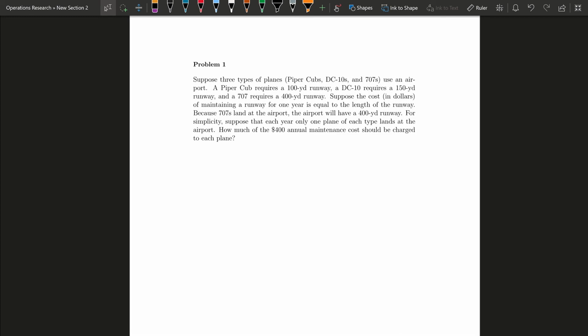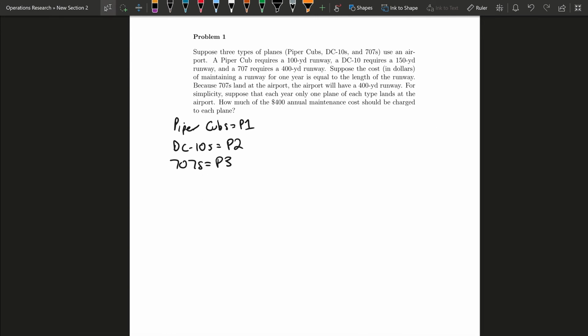So again, we're going to start off with that same concept here. I'm going to first assign player roles to each of these types of planes. Piper Cubs are going to be P1, DC 10s are going to be P2, and 707s are going to be P3. And again, we're going to have 3 factorial or 6 orders of arrival here.